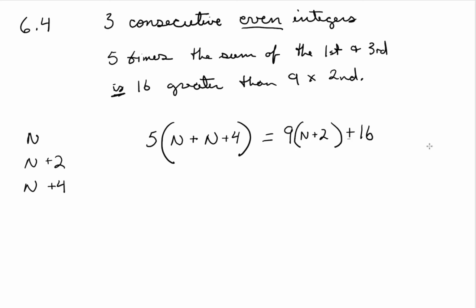So now we can solve it. So we're going to combine what's in here first, and this is going to be 2n, right? So 5 times 2n is 10n plus 5 times 4 is 20. Now let's distribute on this side. 9 times n is 9n. 9 times positive 2 is 18. And then we're going to add 16 to that. And when we add 16 to that, we're going to get 34.